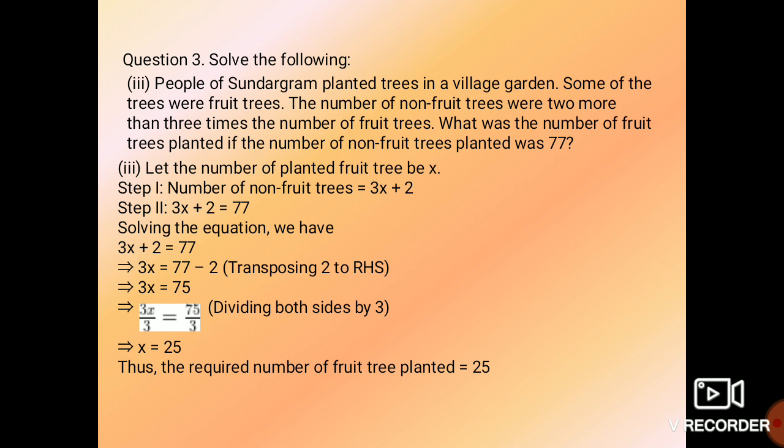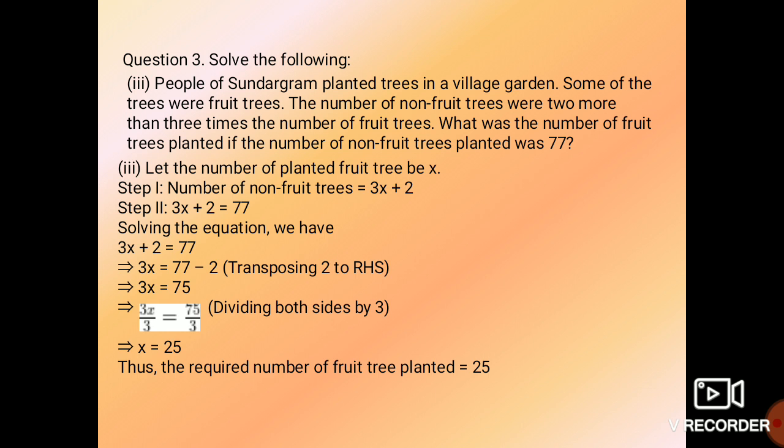So let us assume that the number of planted fruit trees is x and the number of non-fruit trees will be 3x plus 2. It was 2 more than 3 times the number of fruit trees. So it will be 3x plus 2, and 3x plus 2 is equal to 77, as it is given that the non-fruit trees planted were 77. So now we have got the equation. Now we will solve the equation.